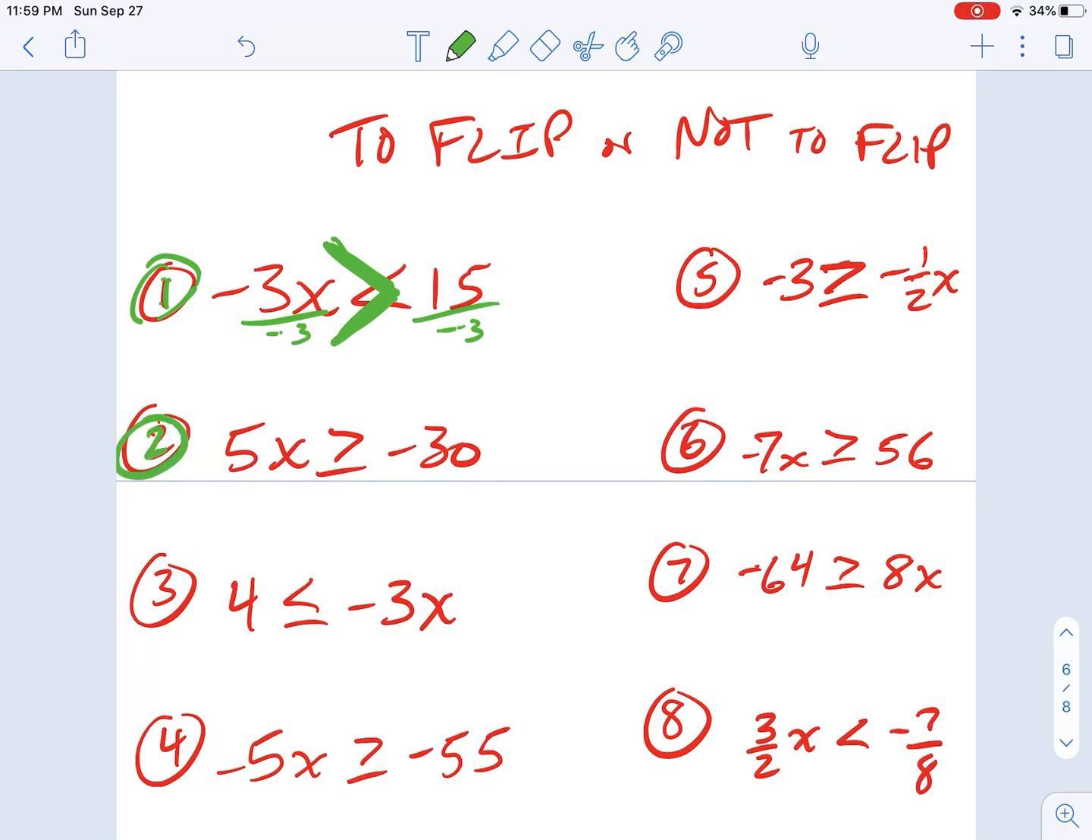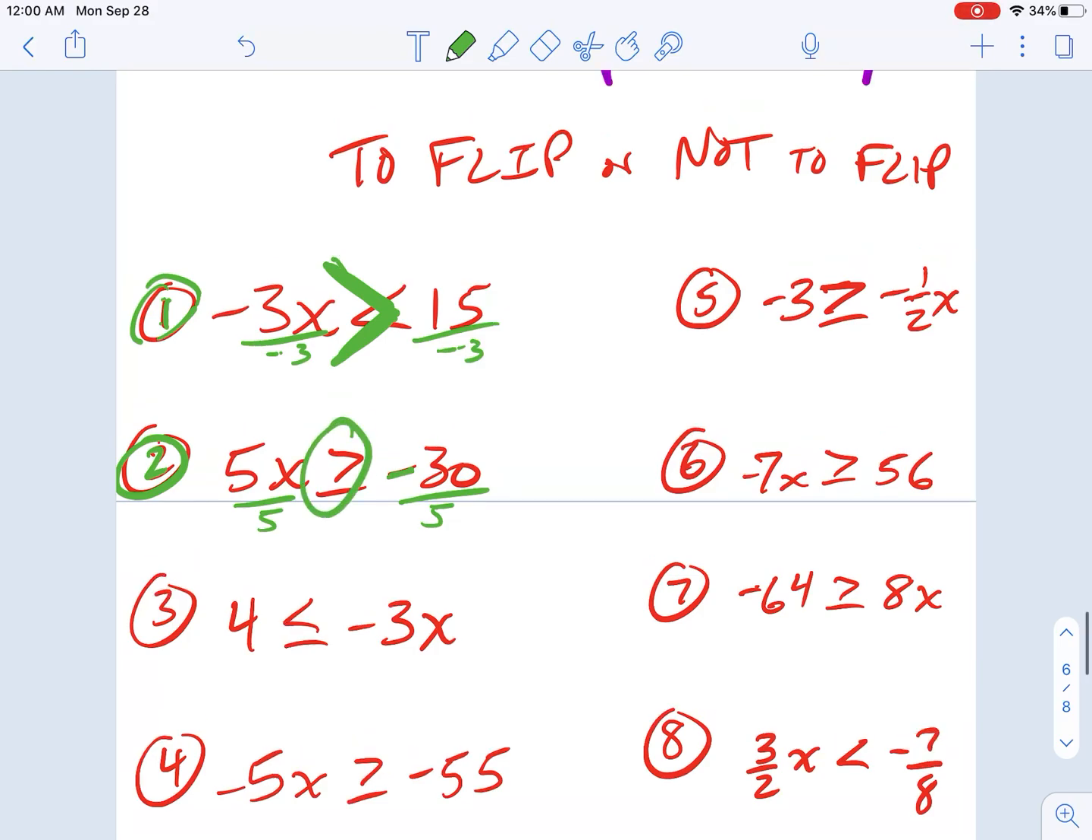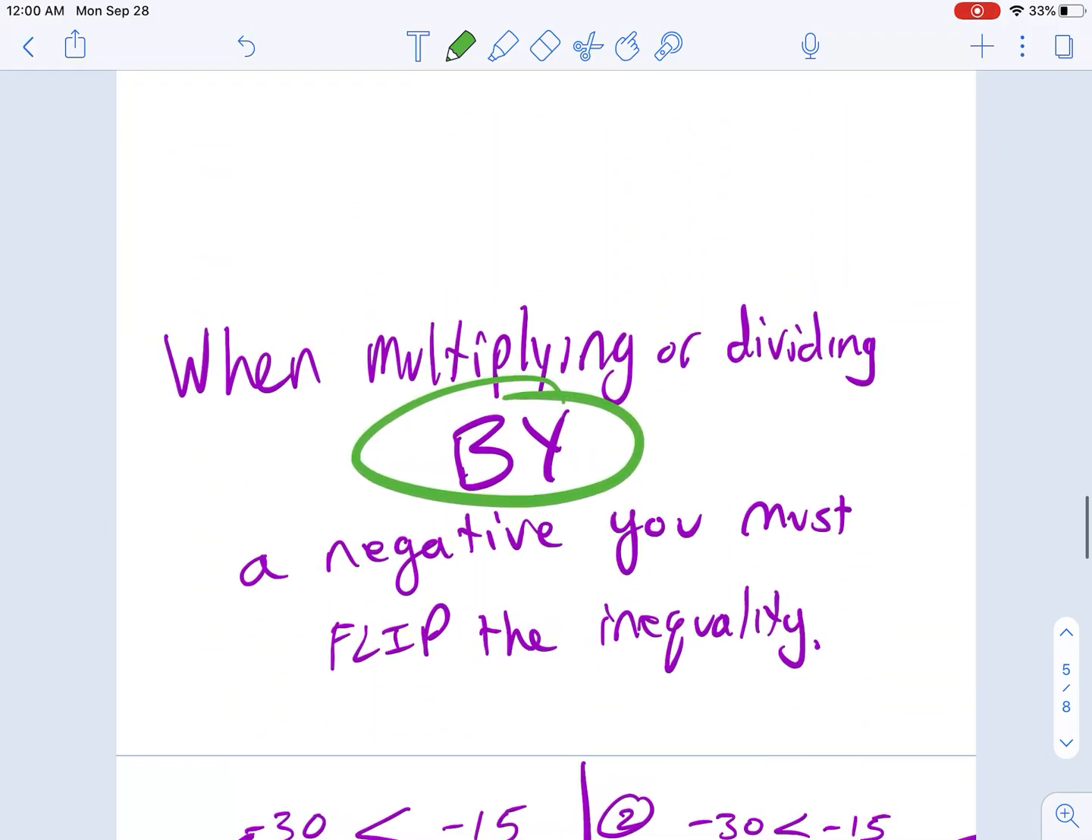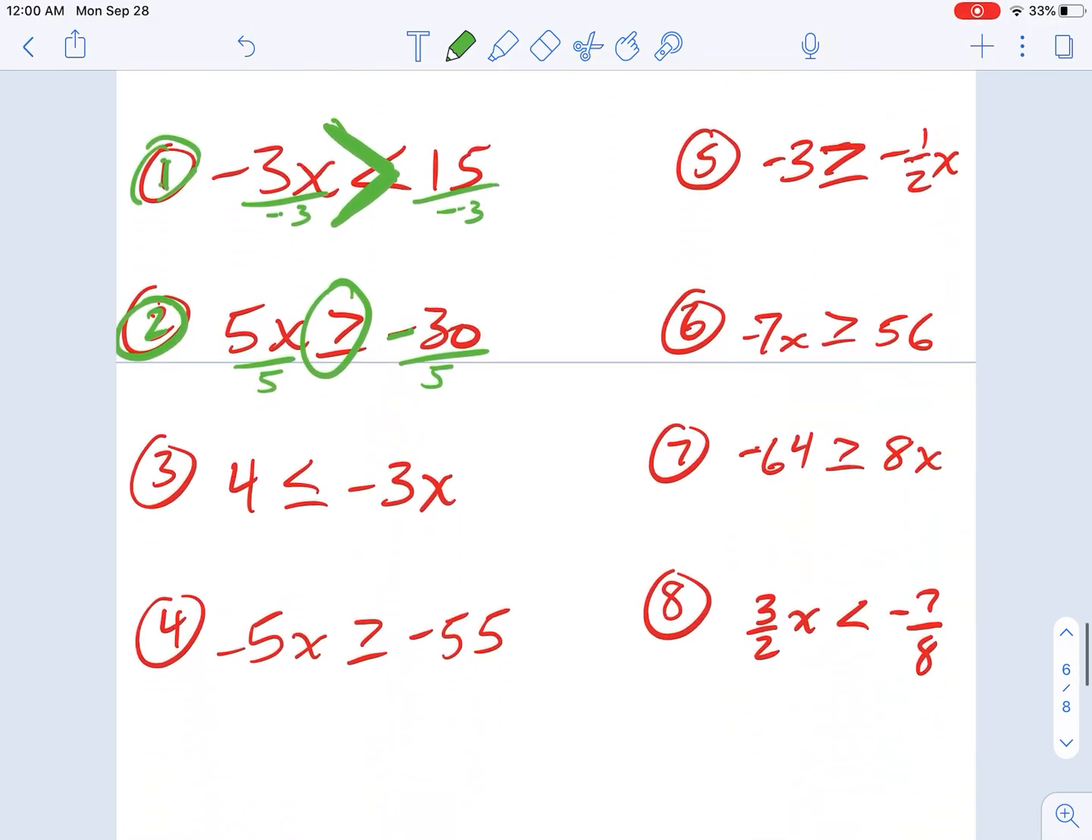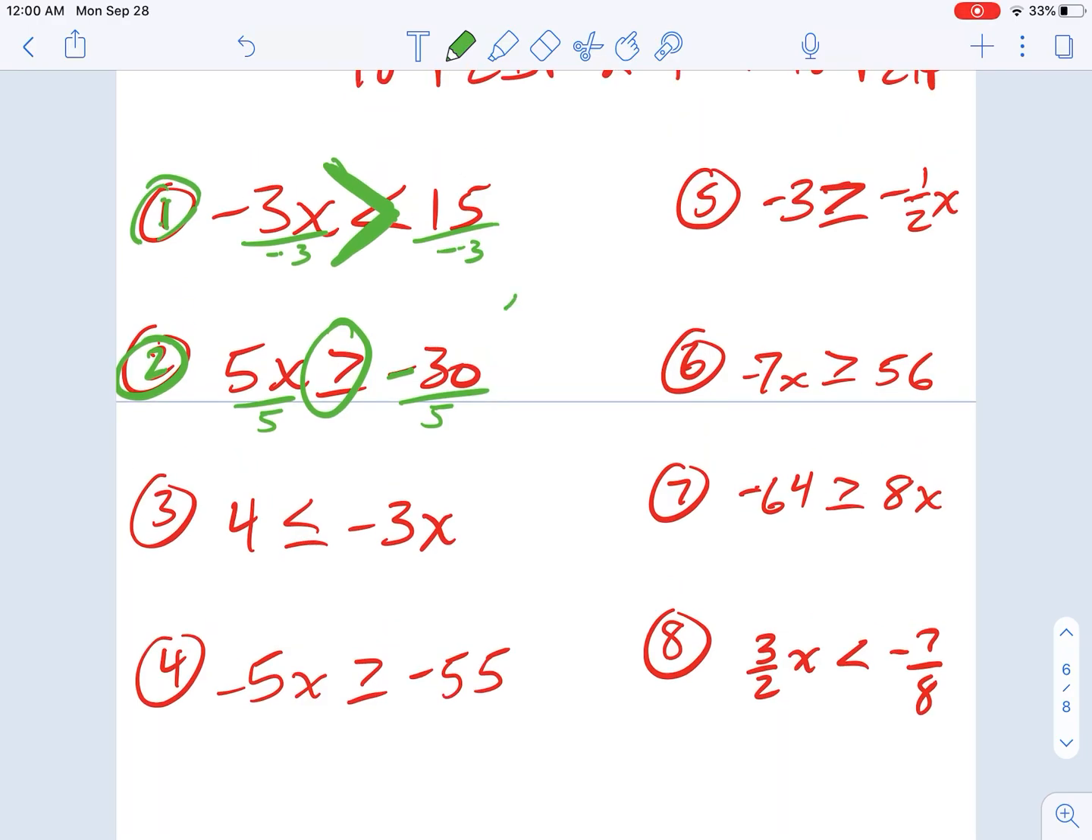Let's look at number 2. I have a 5x is greater than or equal to -30. I'm dividing by a 5, but I am dividing a negative over here. But I'm only dividing by a 5. So you keep it. Do not flip it. Notice it's whether you divide by a negative. So in number 2, I am dividing a negative, but I'm dividing it by a positive. Number 3, I'm going to divide by a -3. Yes, I have to flip the sign.